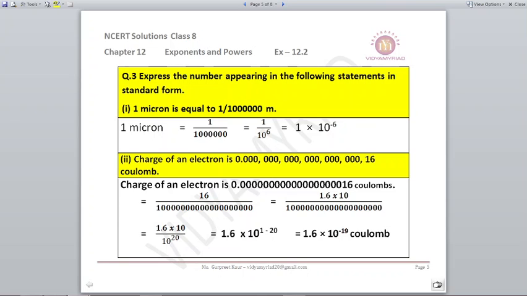Next, charge of an electron has so many zeros, 16 column. So how many zeros does it have? After the decimal, if I count my places, it has 20 places. There are 18 zeros plus 2. The 2 is for 16, a 2-digit number. Total 20 places after the decimal. So 16 upon 10 raised to power 20. I will rewrite it as 1.6 into 10 in the numerator. So there is 1.6 into 10 in the numerator and 10 raised to power 20 in the denominator. After subtracting, your answer comes to 1.6 into 10 raised to power minus 19.